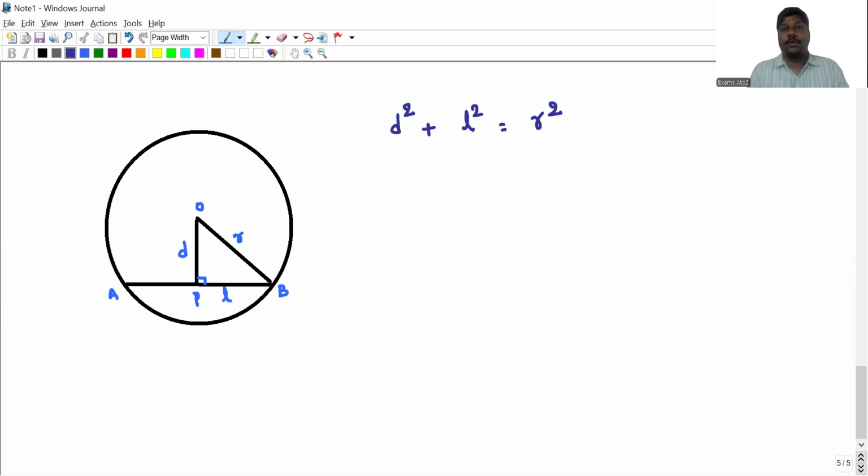Okay, one is the distance, one is half of the chord, you have to remember, right? So one is the distance from the center to the chord, other one is half of the chord, and the third one, hypotenuse, is the radius. This basic you should know, right?